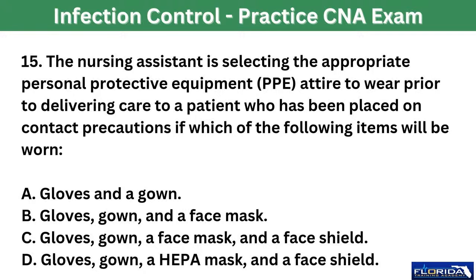Number 15, the nursing assistant is selecting the appropriate PPE attire to wear prior to delivering care to a patient who's been placed on contact precautions. Which of the following items should you wear? Is it A, gloves and gown, B, gloves, gown, and a face mask, C, gloves, gown, a face mask, and a face shield, or D, gloves, gowns, a HEPA mask, and a face shield? Lord, that's a lot. Your patient's on contact precautions, what do you wear?